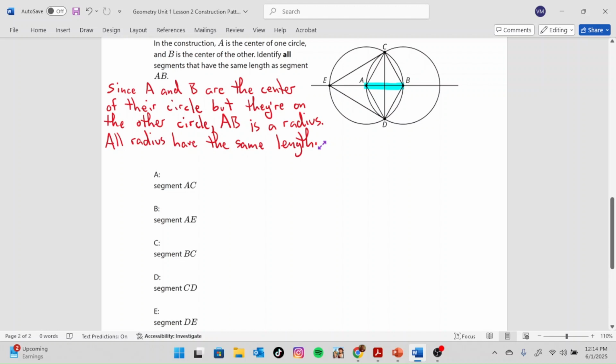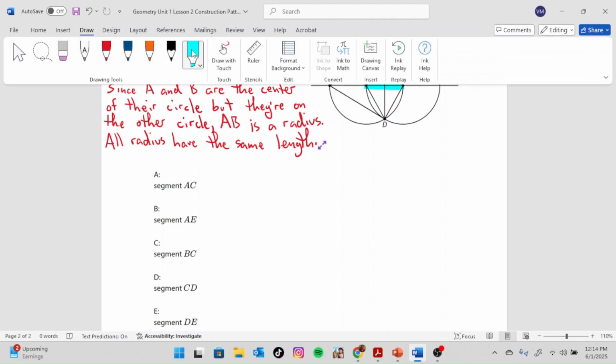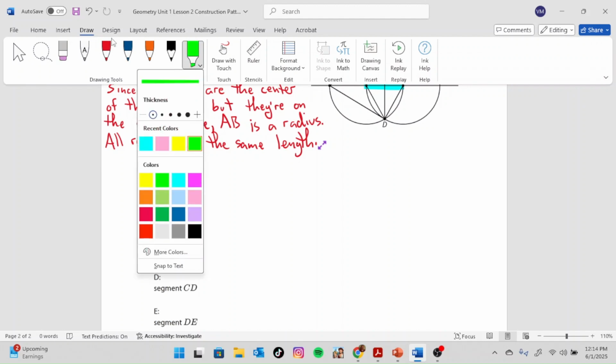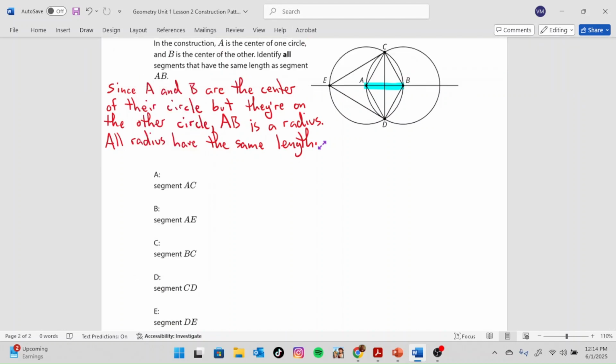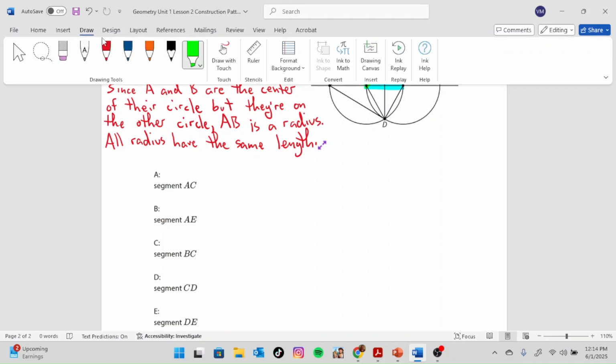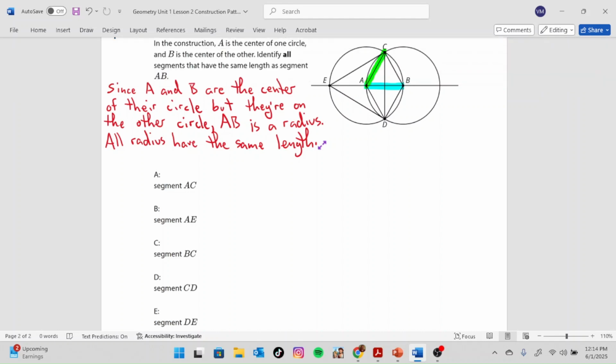So if we look at segment AC, we can see that AC is also a radius. This line segment that I'm highlighting in green. And since that is a radius, it will have the same length as AB, since that's a radius.